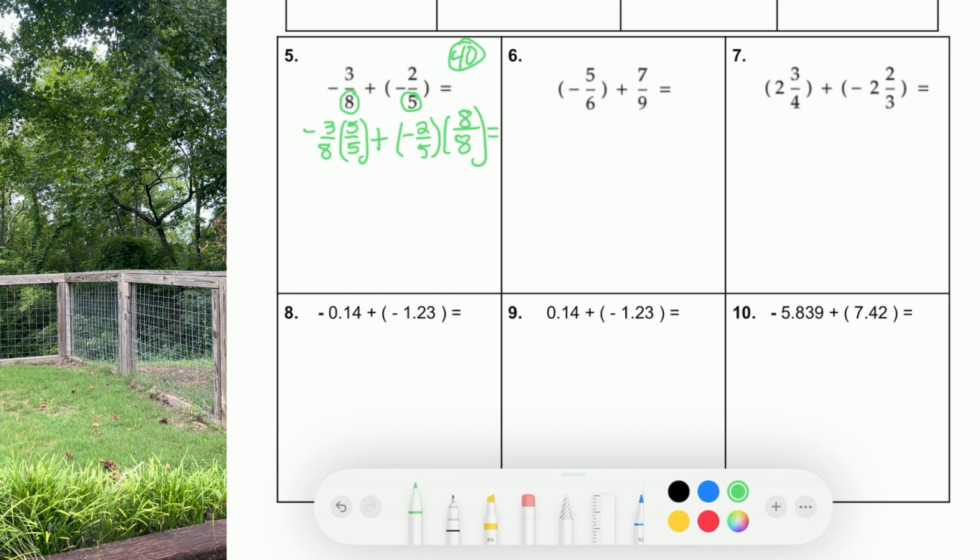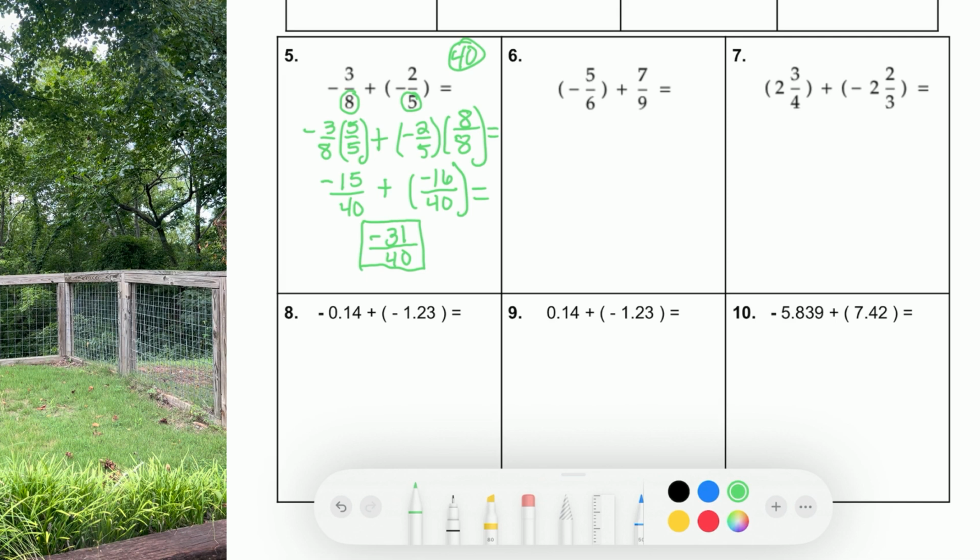Well, negative 3 times 5 is negative 15. And then 8 times 5 is 40. Negative 2 times 8 is going to give us negative 16. And then 5 times 8 is 40. We now have common denominators, so we can actually solve our problem. Negative 15 plus negative 16 is going to be a negative 31. And then we keep our 40 denominator. This fraction can't be reduced, so we are done.